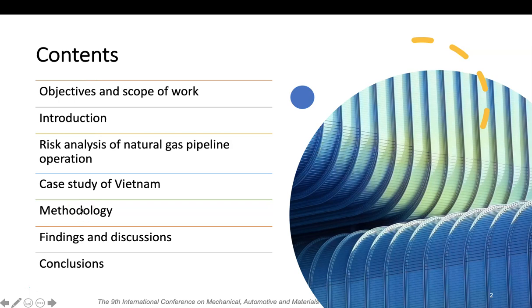This is the table of contents for our presentation. We will cover the objective and the scope of the work. We will provide some introduction on risk analysis of natural gas pipelines operation. We work on a case study of Vietnam, and then we'll discuss our application of the methodology, and the findings and conclusions from this work.